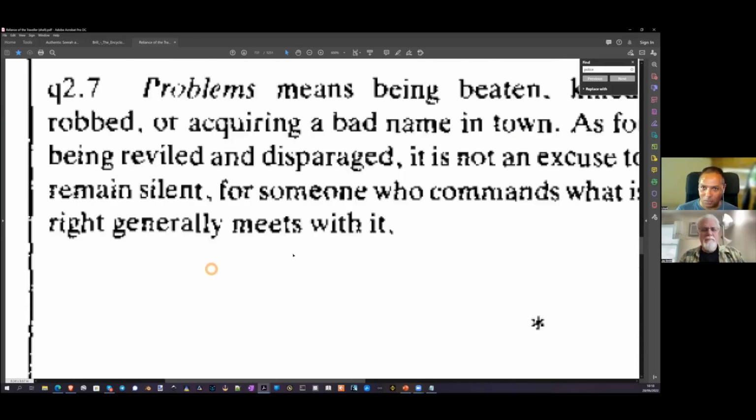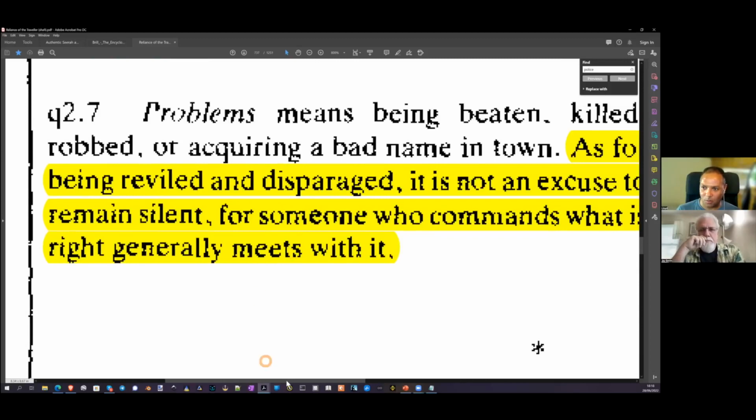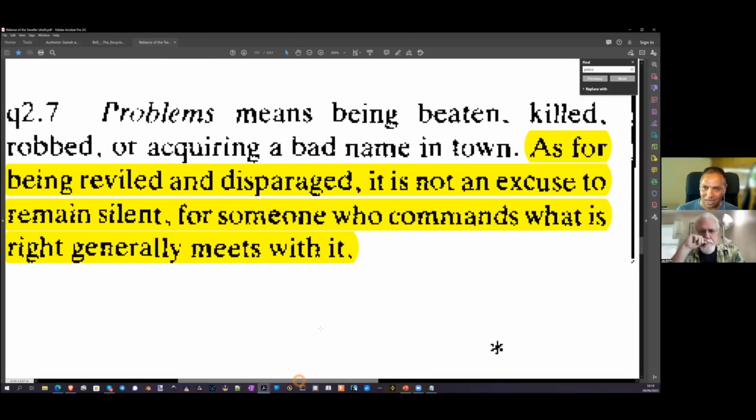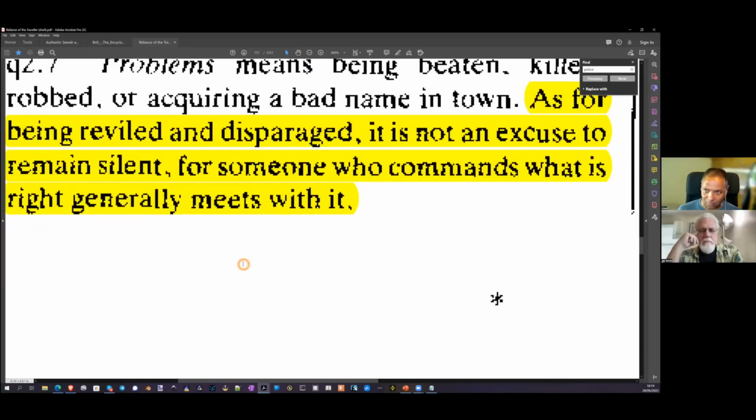Now, problems means being beaten, killed, robbed, or acquiring a bad name in town. Now, what are you doing that could entail you being killed? What violence are you perpetrating that in retaliation you could die for it as a holy act? As for being reviled and disparaged, it is not an excuse to remain silent, for someone who commands what is right generally meets with it.